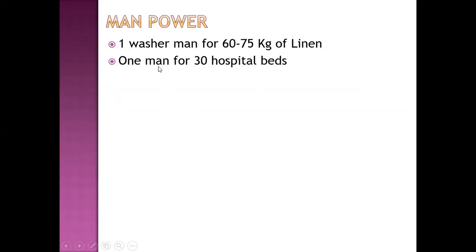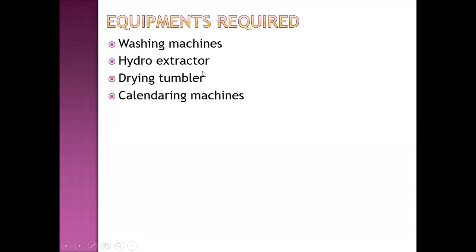Manpower requirement is one washerman for 60 to 75 kg of linen and one man for 30 beds. Then equipment required includes washing machines, hydro extractor, drying tumbler, and calendering machines for pressing.